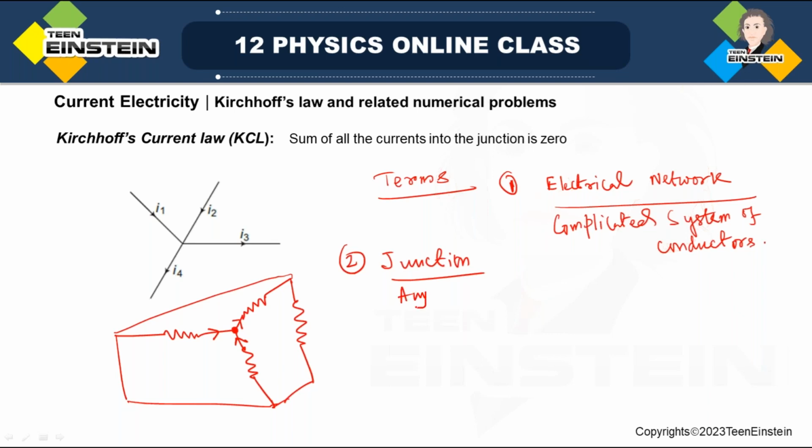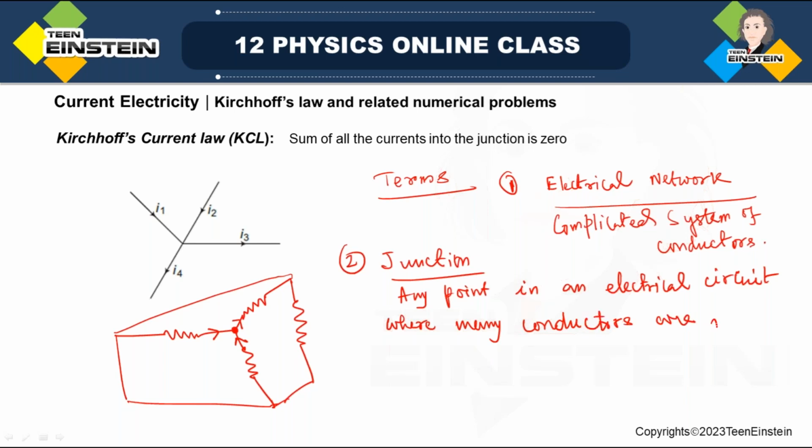Any point in an electrical circuit where many conductors are meeting is called a junction.